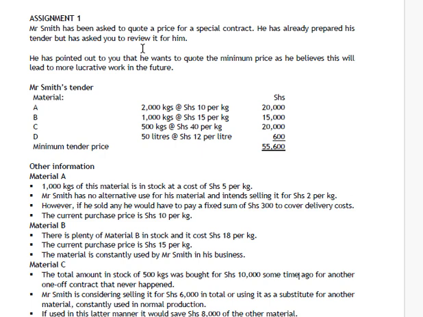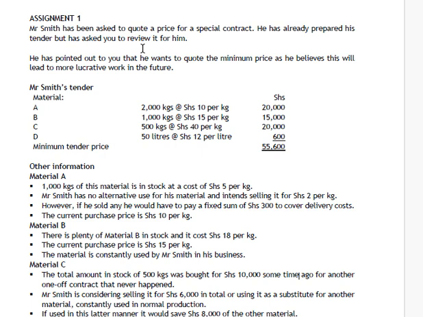To work on this contract, Mr. Smith needs material A, B, C, and D. As you can see, 2,000 kgs are required for A at shillings 10 per kilogram. B, he needs 1,000 kilograms at shillings 15 per kilogram. Then C, he needs 500 kgs at shillings 40 per kilogram. D, he needs 50 liters at shillings 12 per liter, giving us a minimum tender price of 55,600. So that's Mr. Smith's tender price. But of course, we have to review it and see if it's perfect or not. We have some other information which we have to look at.